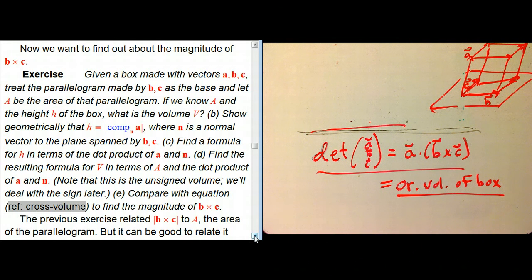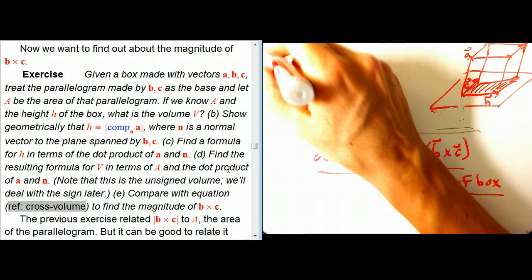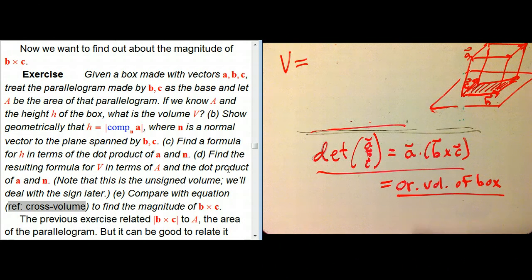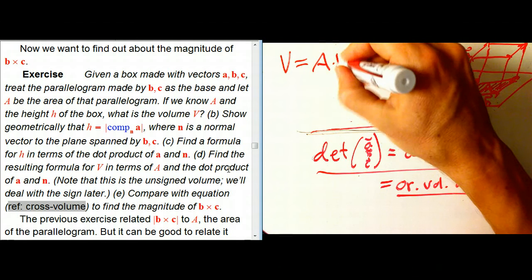Okay. And I just want to compare this to my ordinary knowledge of volumes. So let's look at this in detail. Given a box made with vectors A, B, and C, let's treat the parallelogram here as the base. And then we know that our geometric formula from way back when: volume is the base, which we're going to call area A, times the height.